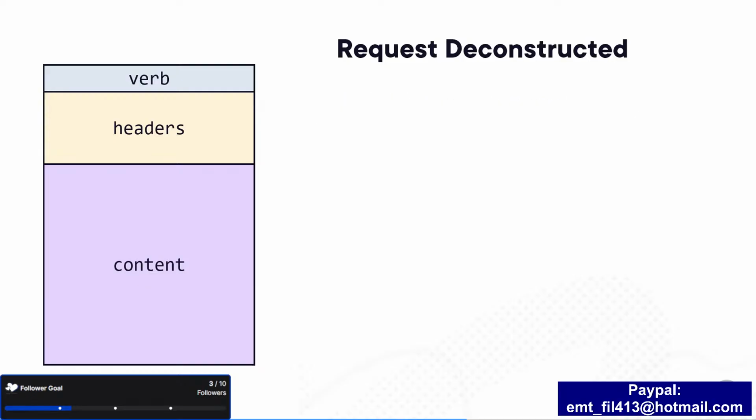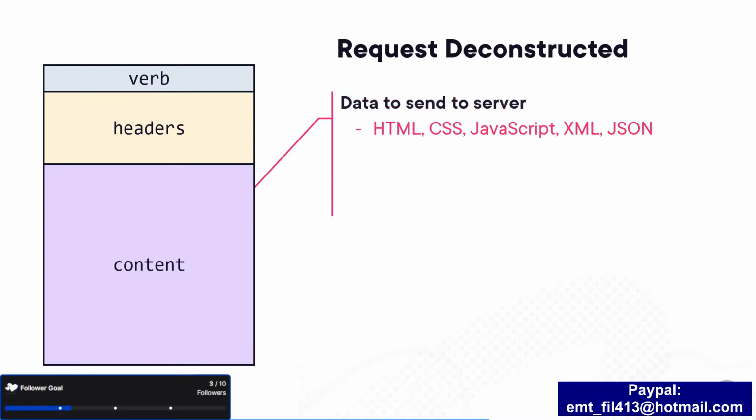And finally, the actual content sent to the server. By and large, verbs are going to be a single line of text. Headers are going to be multiple lines of text, and content is going to represent normally the vast majority of HTTP requests. So like we talked about before, this could be HTML, JavaScript, JSON, whatever it needs to be.